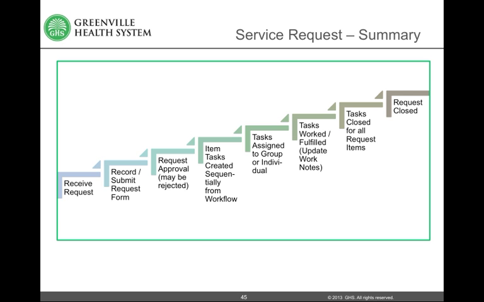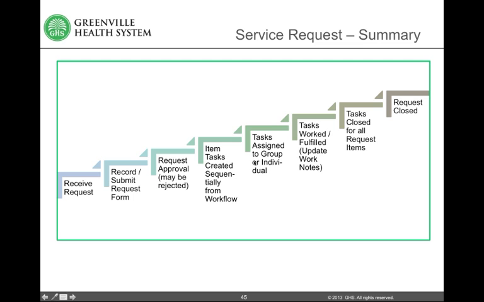The overall summary here: you're going to receive the request. You're going to submit that request form. If approvals are needed, approvals will be sent out. Items created, approvals for the actual request. Now, this piece has been disabled. So this approval request piece here has been disabled.